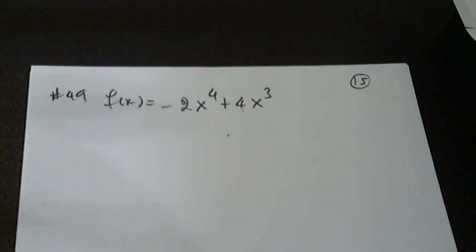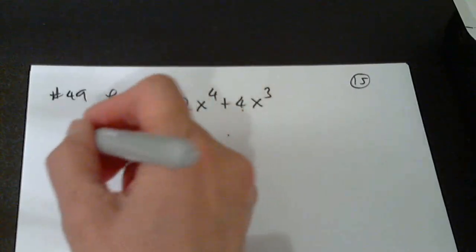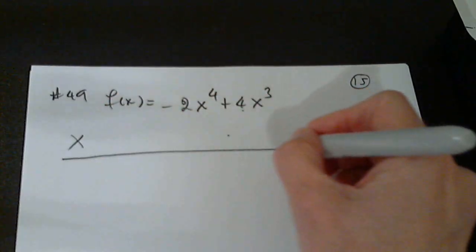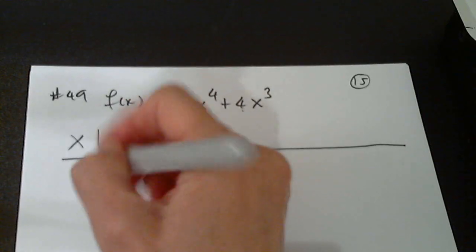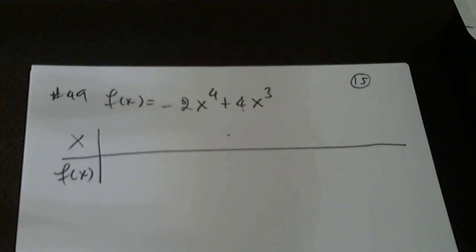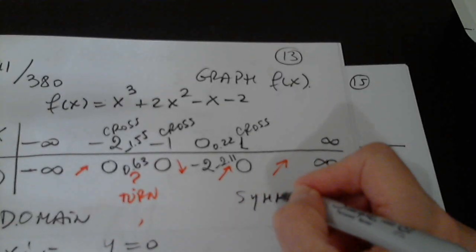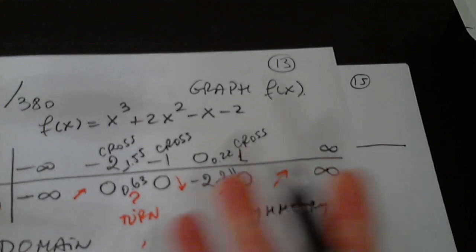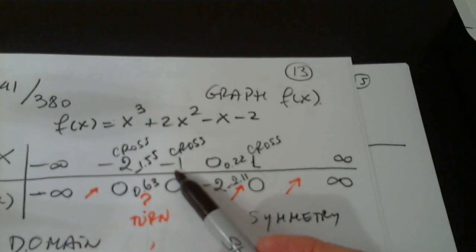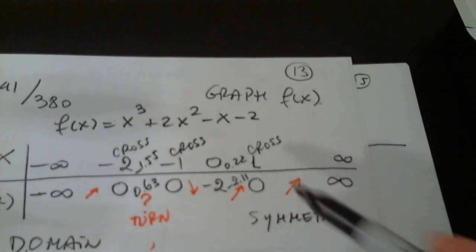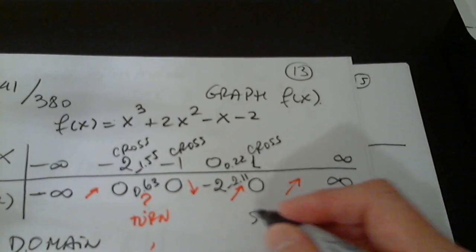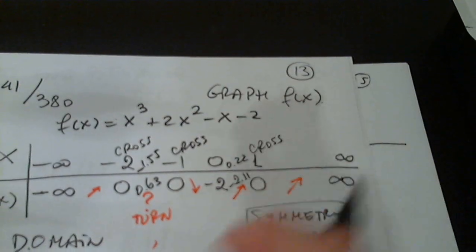function. And we have to make all the analysis, multiplicities, and graph, a table, and behavior, the whole spiel. One thing I want to add, which I did not add before, is something that we already know, symmetry. This function that crosses at -2, -1, and 1 cannot be symmetric. So here, none. No symmetry.